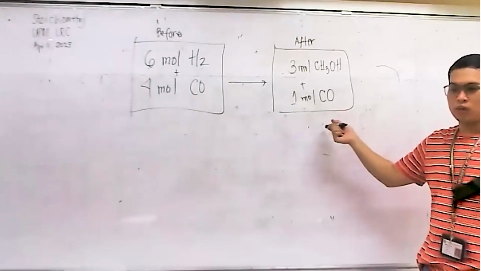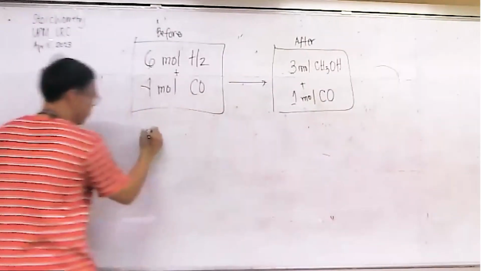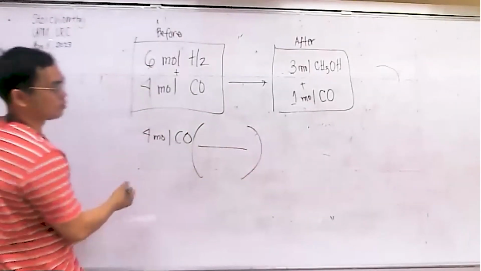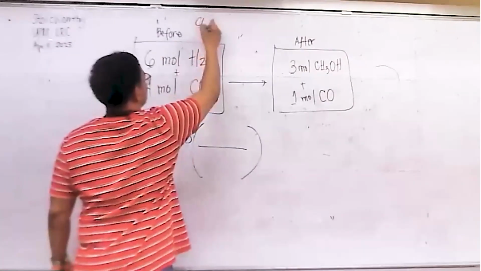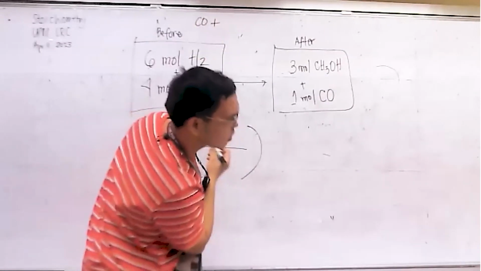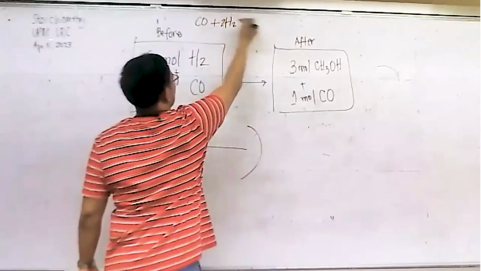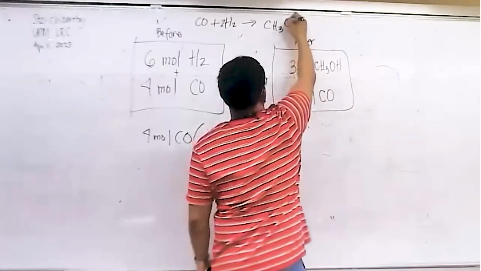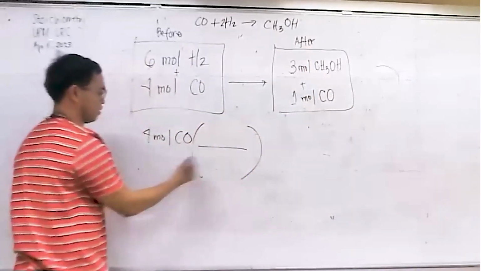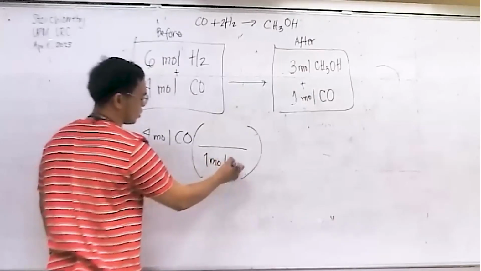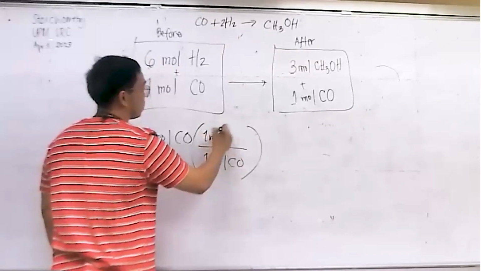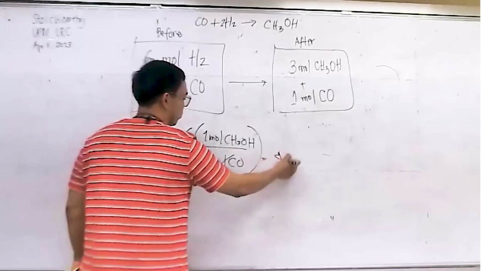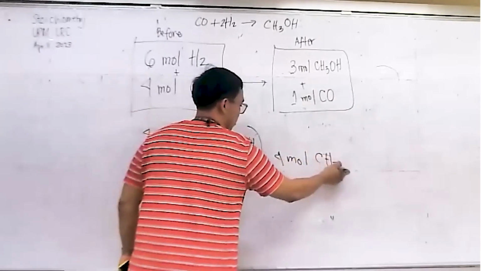So ito lang po siya, no? And we have said na, for example, you have 4 moles of your carbon monoxide. You have your factor, based from our reaction, we have CO plus H2 to produce CH3OH. 1 mole of your carbon monoxide is equal to 1 mole of your CH3OH. Yan, no? Will cancel out. You have 4 moles of your methanol.